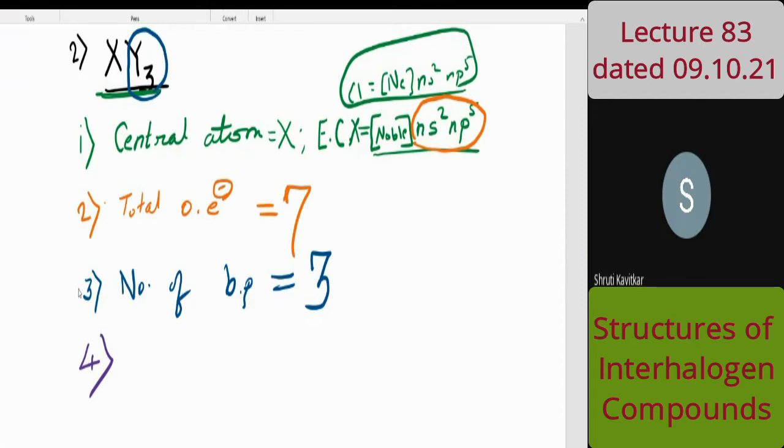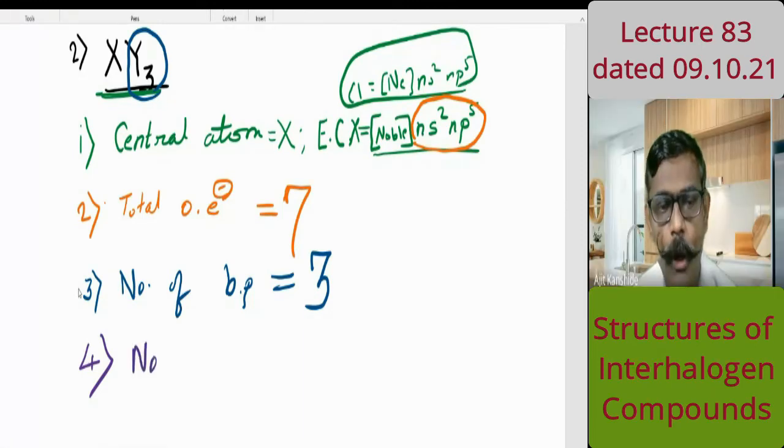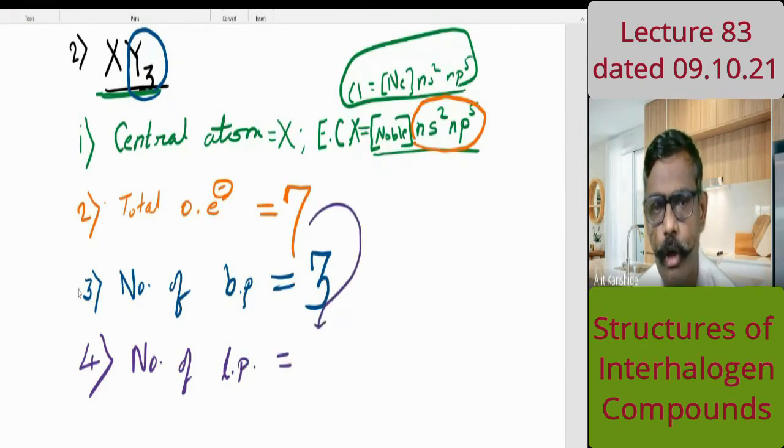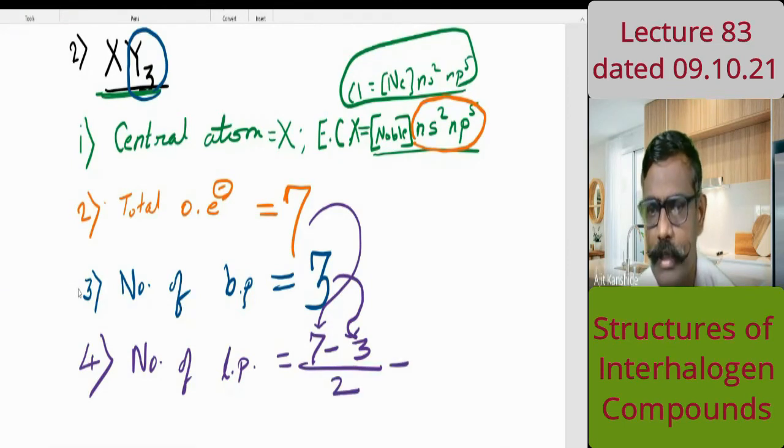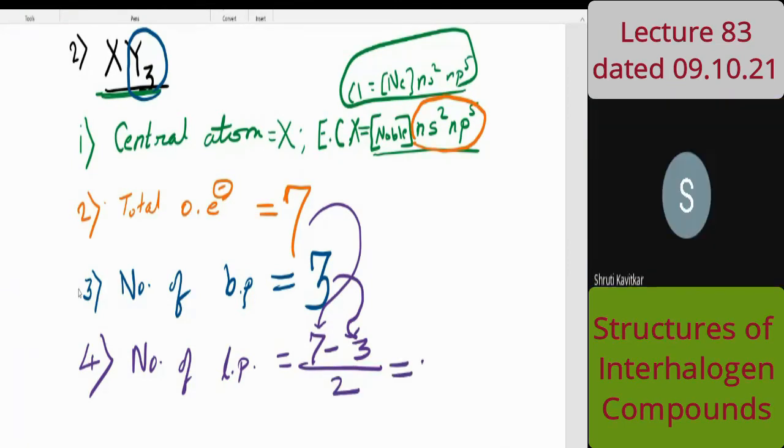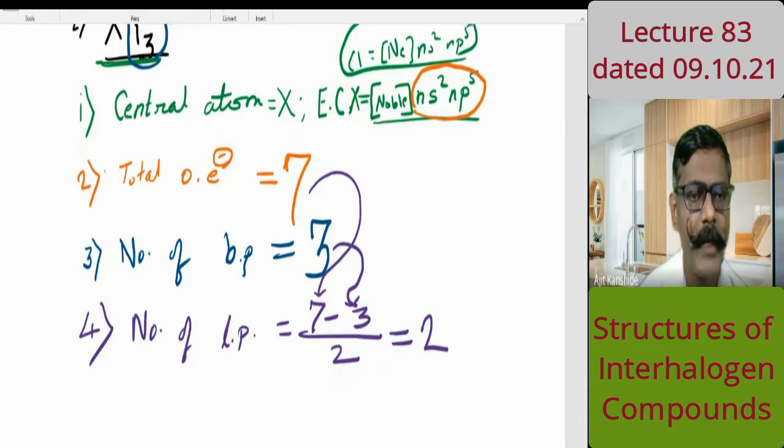Now, the fourth point: lone pairs. Number of lone pairs. How can we find that? See the total number of electrons. How many are they? 7. Minus, see how many electrons are involved in bond formation? 3. Divided by 2. What's the answer? 2. Right, 2.